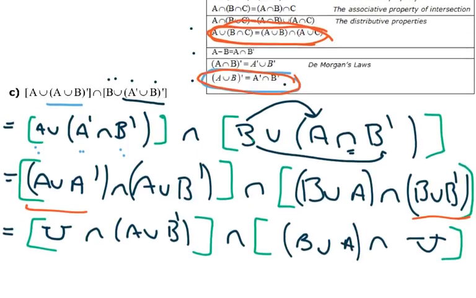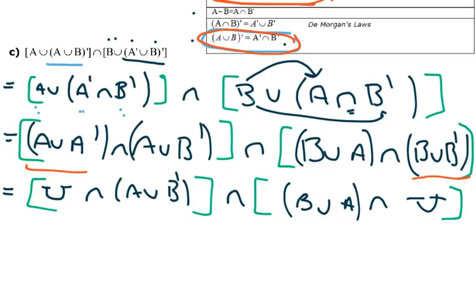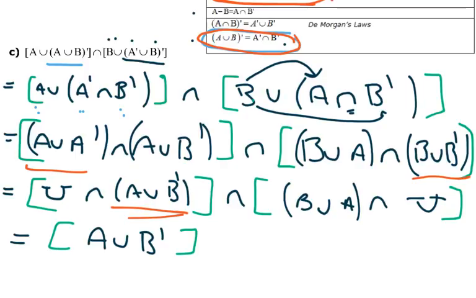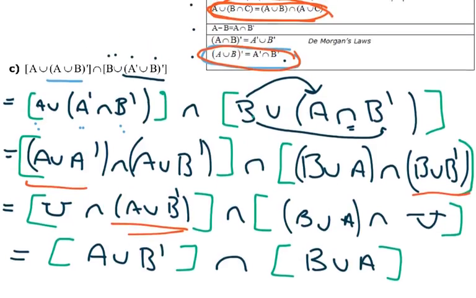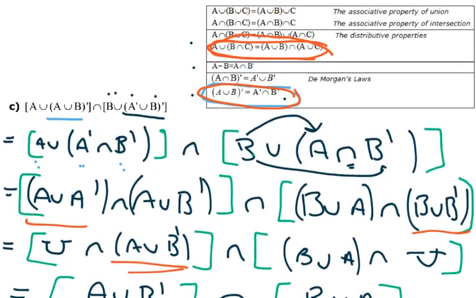And now let's see if we can simplify further, because here the universal set intersection with all of this, A union B complement, is just A union B complement. There we go. Similarly, on the right hand side, B union A intersection with the universal set is just B union A. And then we say, right, we're nearly there. What does this now look like? We've got the intersection of two unions. So let's go up. Which one does that look like?